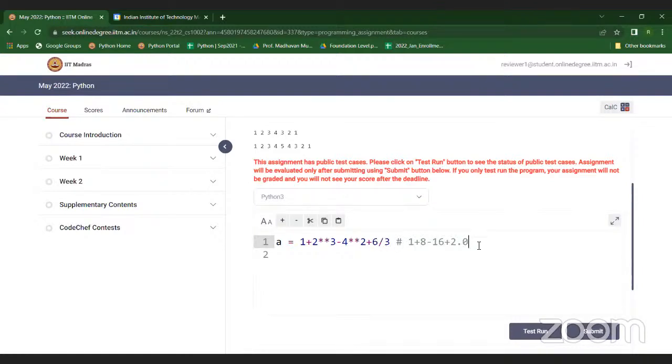Understood now, sir. Yes. Now we do the remaining operations: 2 plus 2 minus 16 plus 8 plus 1. Okay.